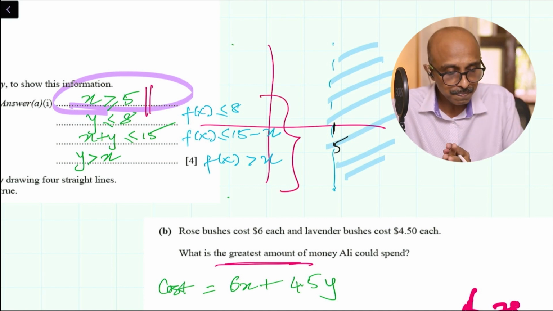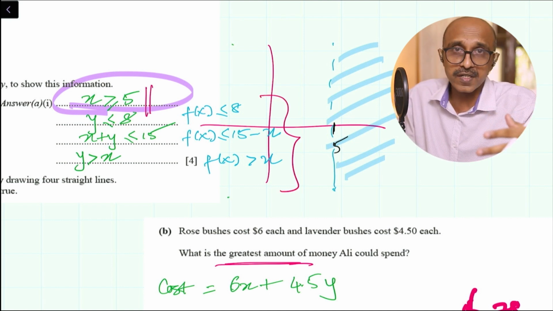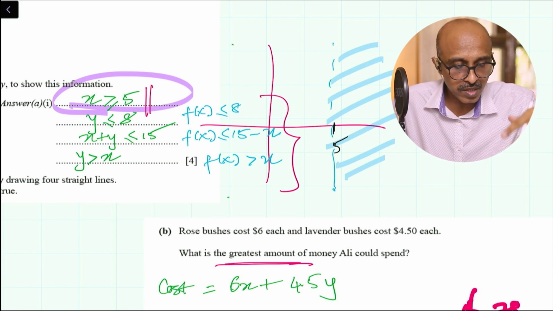I just want to show that quickly. And then how to find the point of intersection. I'm sure you probably know, but we can run through it at least once.